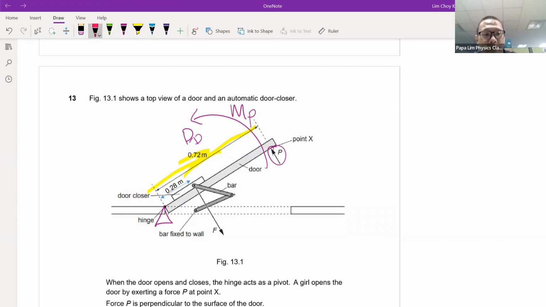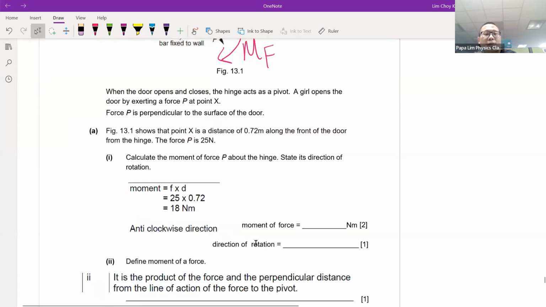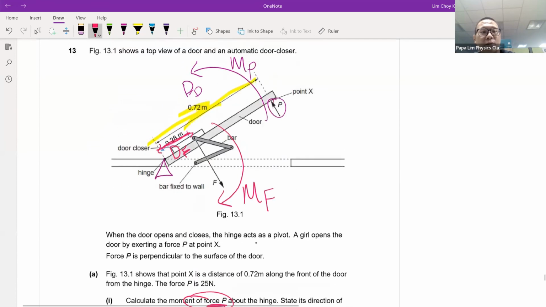As for F, the perpendicular distance is marked out here. This is the perpendicular distance DF. The moment about the hinge, about the pivot, will be a clockwise moment, which is MF. So the two forces, F and P, lead to two moments, one clockwise and one anti-clockwise, which we label as MP and MF. Now we are ready to answer the question. We look for the moment of force P. The moment of force P is F times D. I need the force and the perpendicular distance of P, which I have prepared already, which is here, 0.72. Oh, sorry, wrong ink.